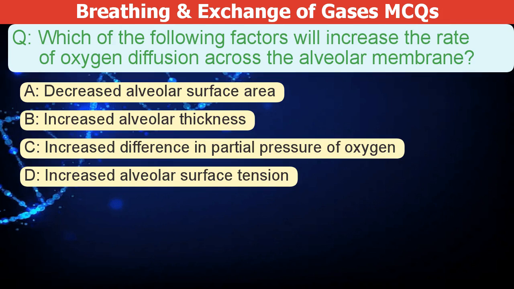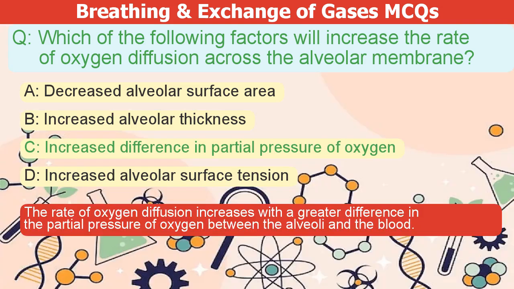Which of the following factors will increase the rate of oxygen diffusion across the alveolar membrane? A. Decreased alveolar surface area. B. Increased alveolar thickness. C. Increased difference in partial pressure of oxygen. D. Increased alveolar surface tension. The correct answer is C. The rate of oxygen diffusion increases with a greater difference in the partial pressure of oxygen between the alveoli and the blood.